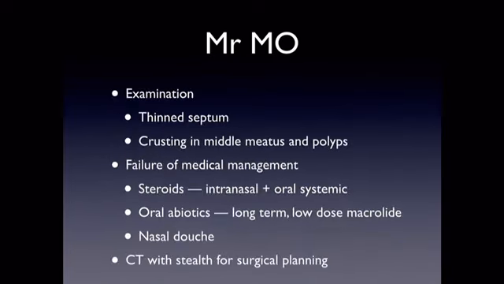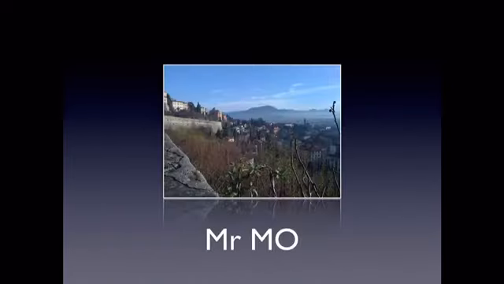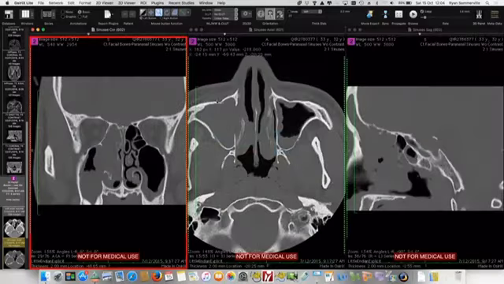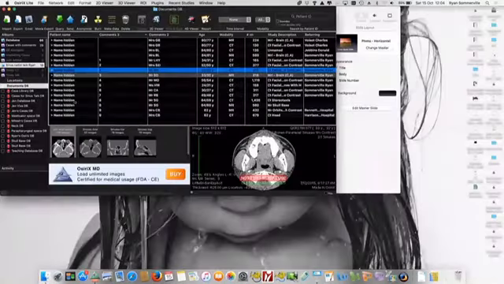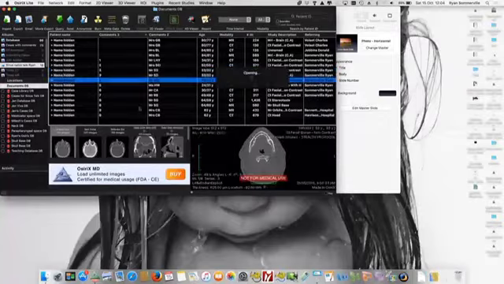So you look in his nose from an examination point of view, it's a very thin, floppy-looking septum. Whether that's from surgery or from the disease, it's hard to know. A lot of crusting and gunk in there. And he basically failed medical management, which for us includes oral steroids, topical steroids, macrolide antibiotics over a long period of time, nasal douche, and then we get a CT with stealth for surgical planning post-operatively. So if we look at this gentleman's scans, I'm sorry, we're going to probably have to fix the pictures again.